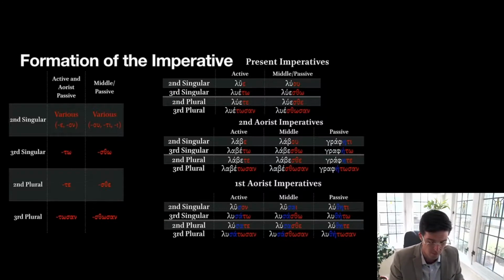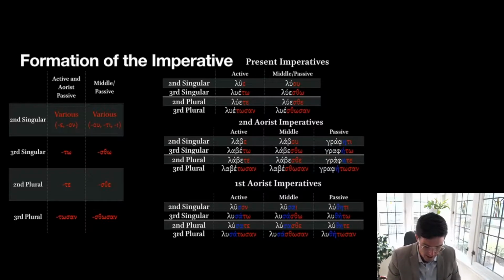And you'll notice how I've grouped these paradigms. These are our present imperatives right here, the active and the middle or passive. Notice the middle and passive share forms. So the only way to know whether it's middle or passive, as always in the present tense, is going to be context. And notice how we're just using the endings here. Just what we have in red is our endings from over here, just applied over into the present tense.